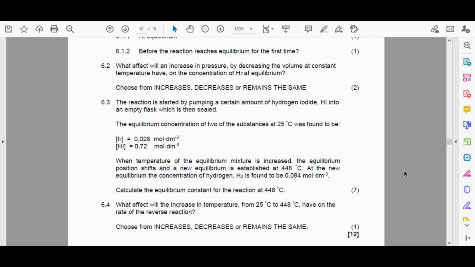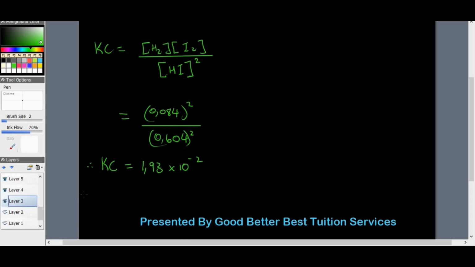Remember, pay attention to the word rate. Alright, the time it'll take for the reaction to complete. We know that if there's an increase in temperature, there's an increase in kinetic energy, meaning that the rate of the reverse reaction, at this new temperature, increases. We choose increases.